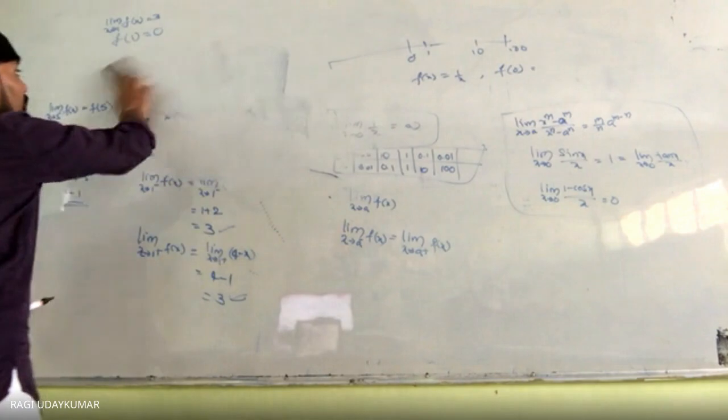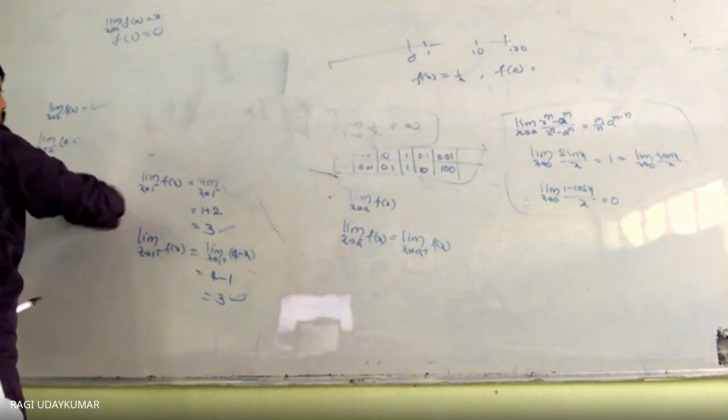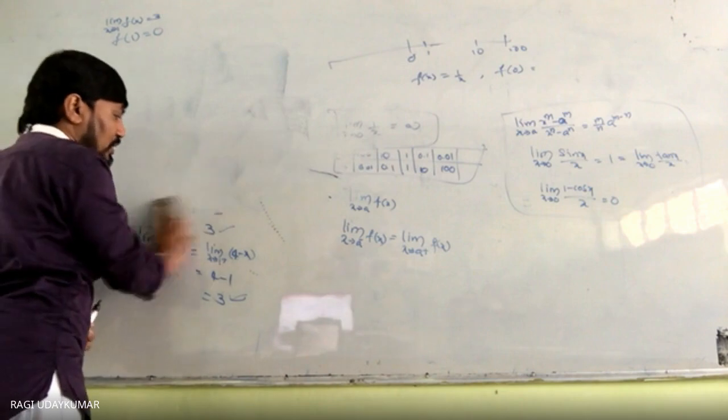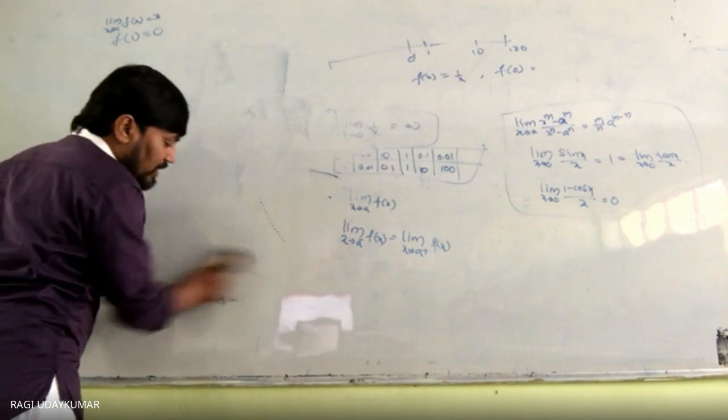Discuss the continuity of the discontinuity, meaning where the greatest integer function is discontinuous, at what points it is. A graphical representation you can also take into consideration. By taking the graphical representation, you can also do it.